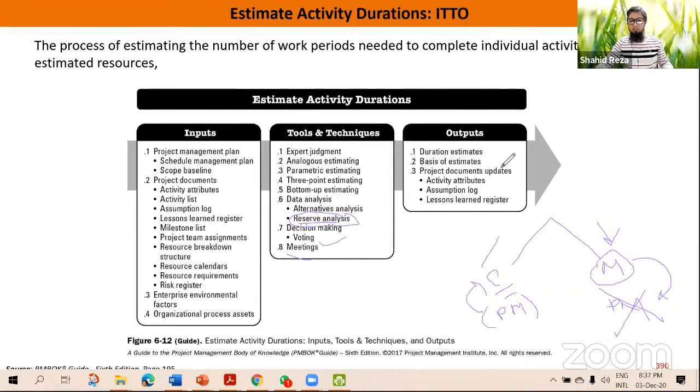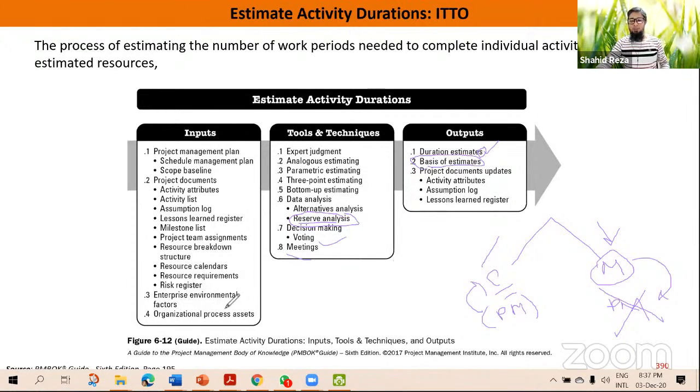So what we are getting from here: duration estimates. You see, this is actually plural. That means for each activity, we are estimating durations. And also basis of estimate. That is very important, basis of estimates. In the cost chapter, you will also see basis of estimates. What is basis of estimates?